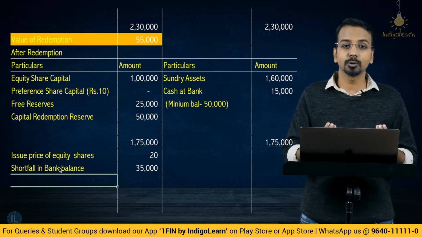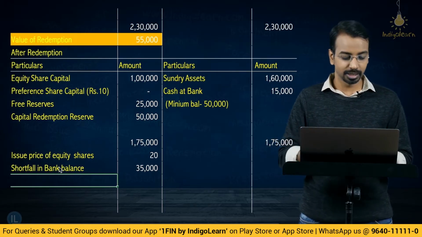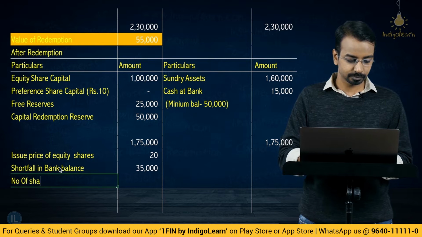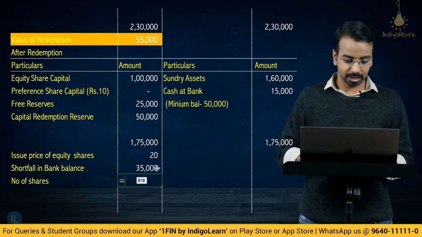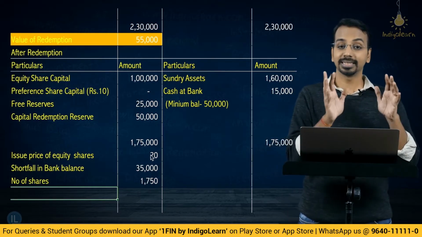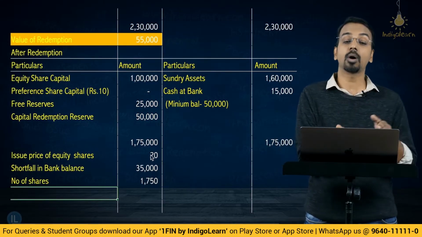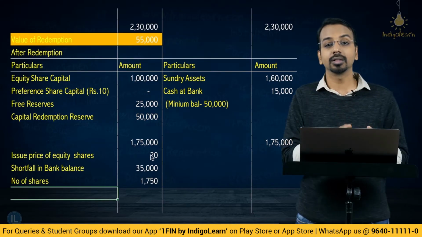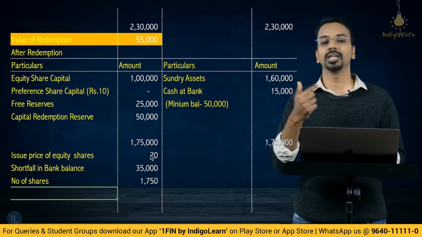How will I get this 35,000? By issuing shares at 20. So how many shares should I issue? The number of shares would be 35,000 divided by 20, which is 1750 equity shares. Please note that in this case, we are bothered about bank balance. We are not bothered that we don't have free reserves. We are bothered that we don't have money. And to make sure that we have sufficient money, we are issuing equity shares.